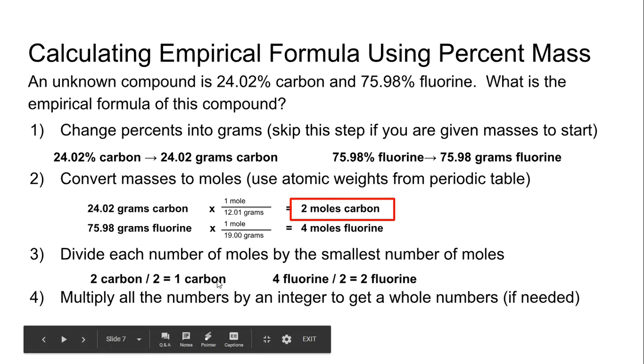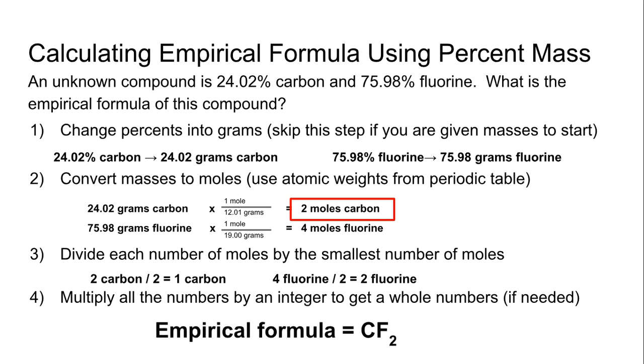If one of these numbers wasn't a whole number, I would have to multiply both of them by the same integer value to get whole numbers. We'll look at an example of that next. My empirical formula here, nice and easy, is 1 carbon, 2 fluorines, CF2.